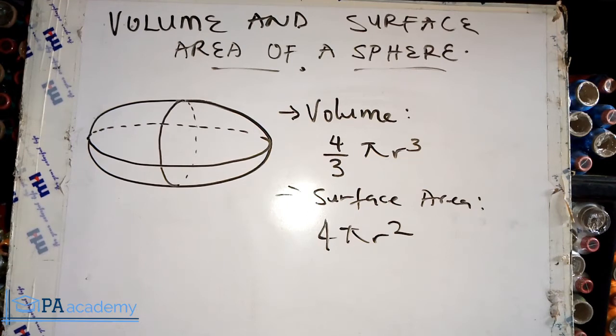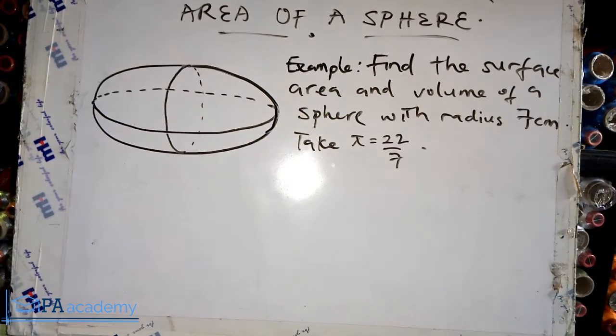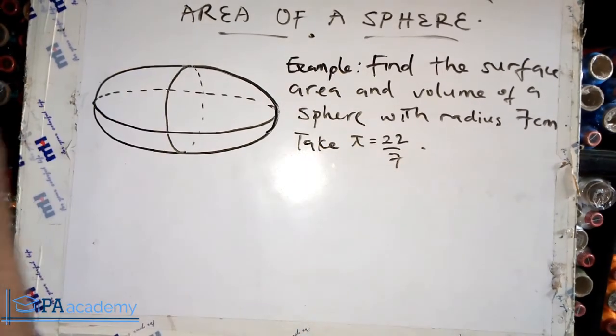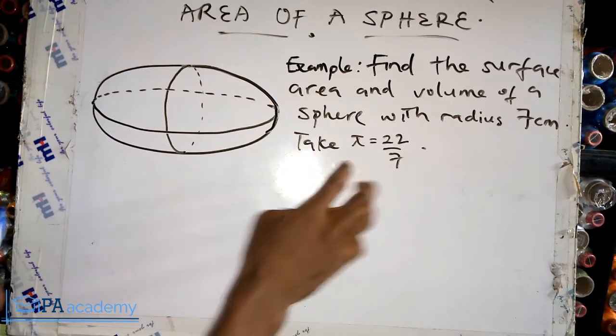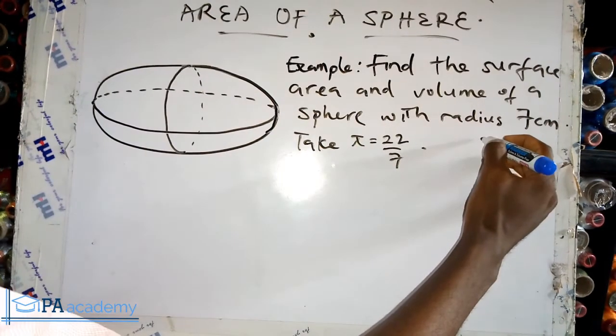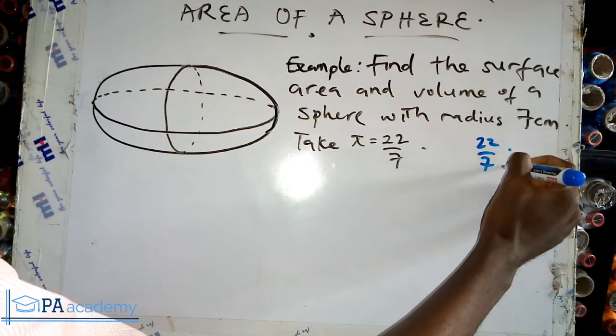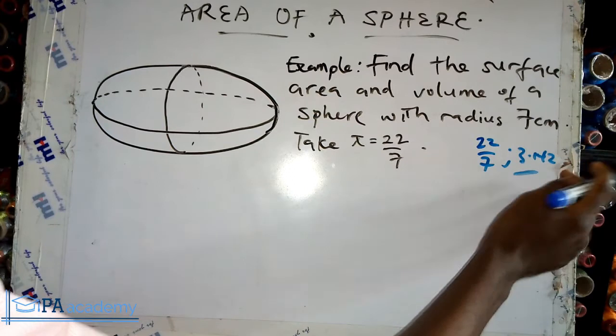So the next thing we are going to do is look at an example that deals with these formulas. So this example says, find the surface area and volume of a sphere with radius 7 centimeter. Take pi to be 22/7. So pi is a constant. There are two values, 22/7 or 3.142. So they are both the same thing.